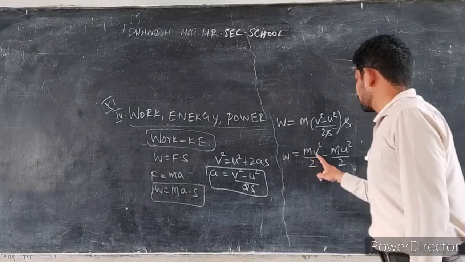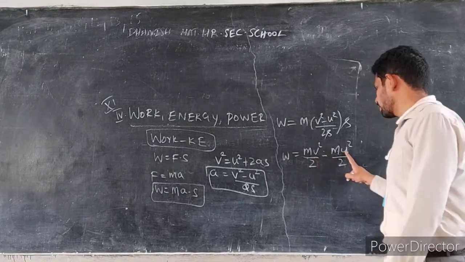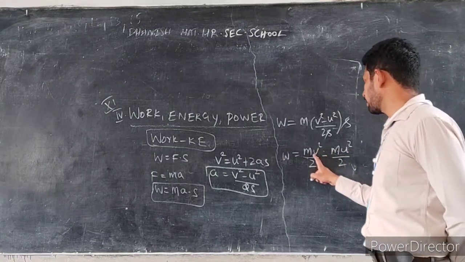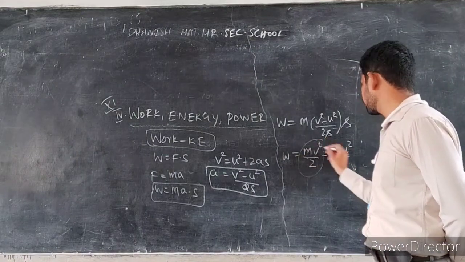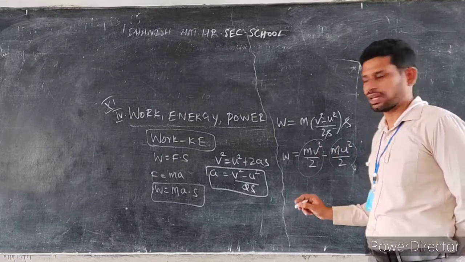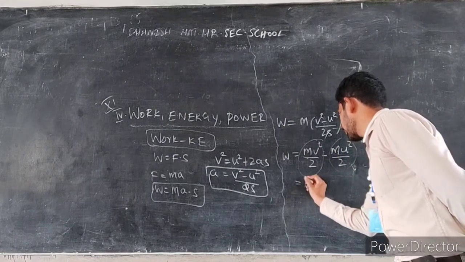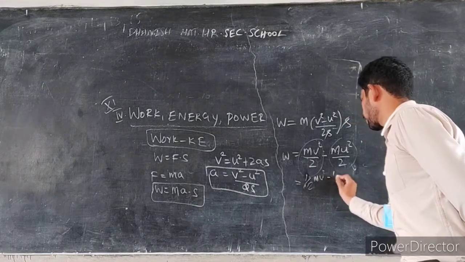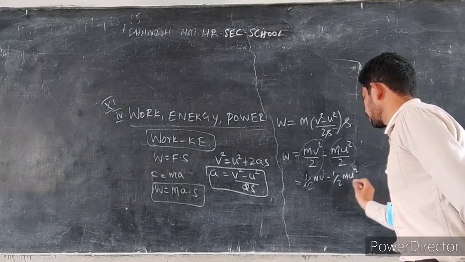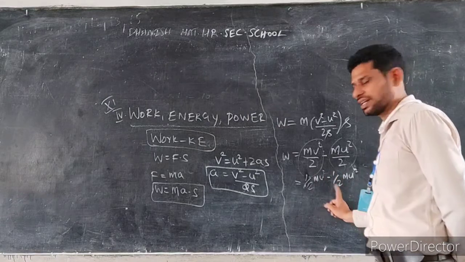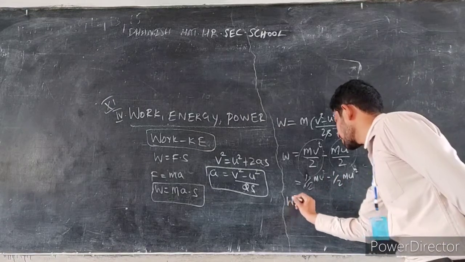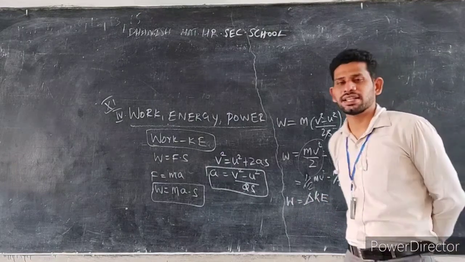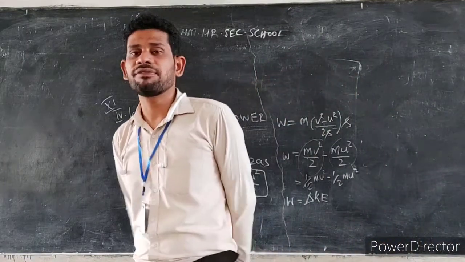Now, this is the final velocity and this one we call initial velocity, right? So, final kinetic energy minus initial kinetic energy. So I can write this as final kinetic energy, 1 by 2 m v squared, minus 1 by 2 m u squared. So, the work done is nothing but the change in kinetic energy.